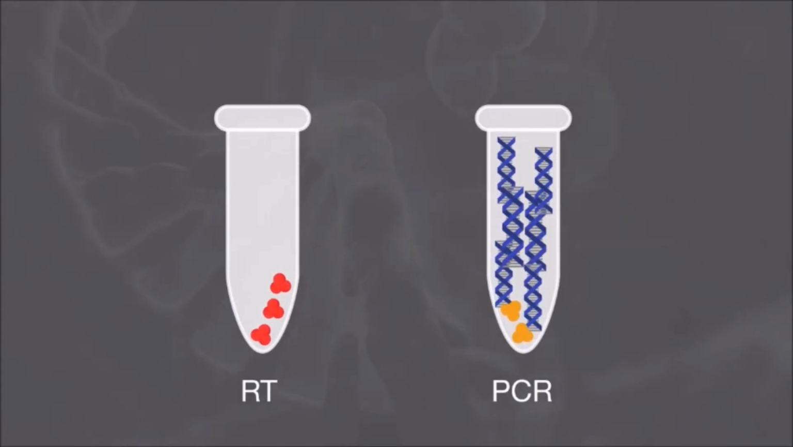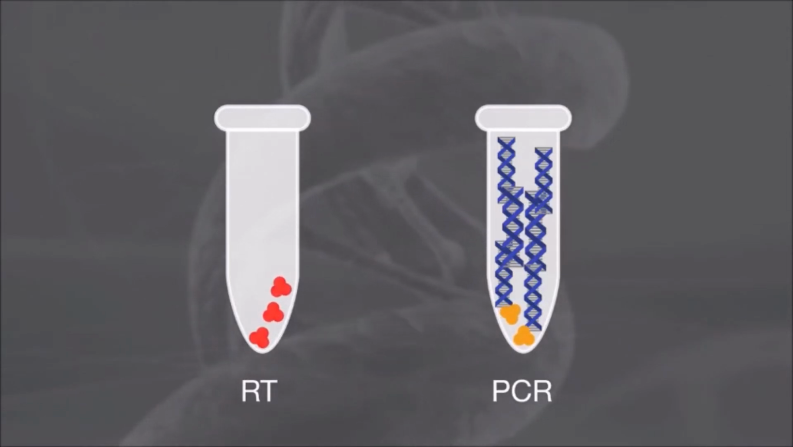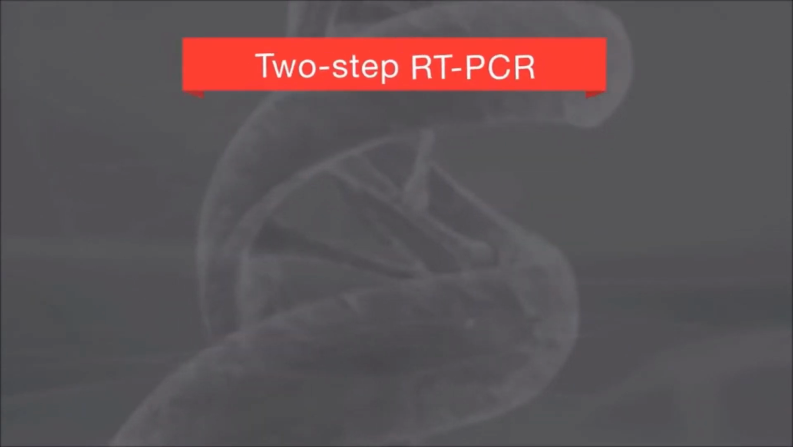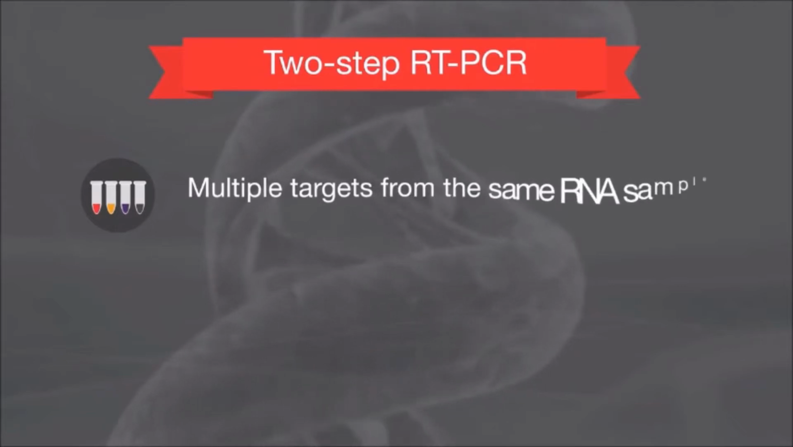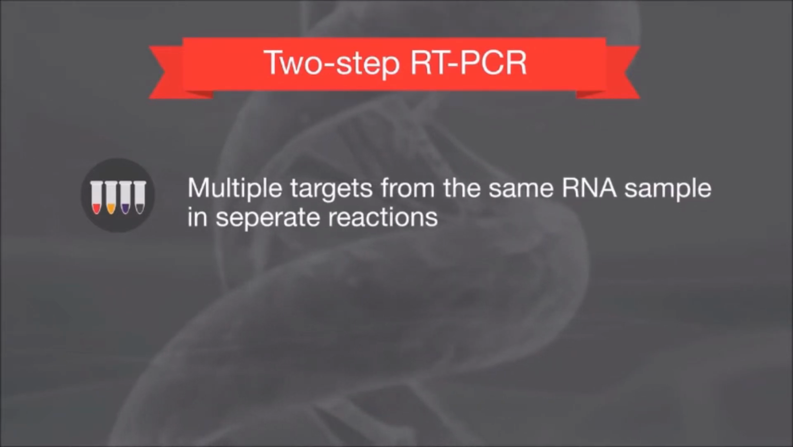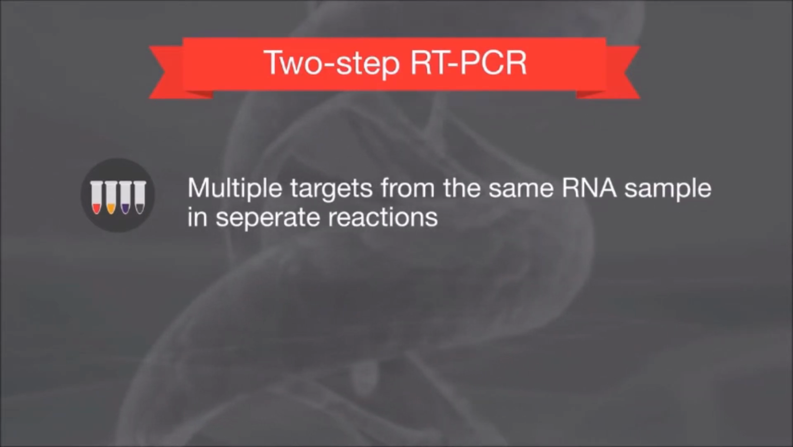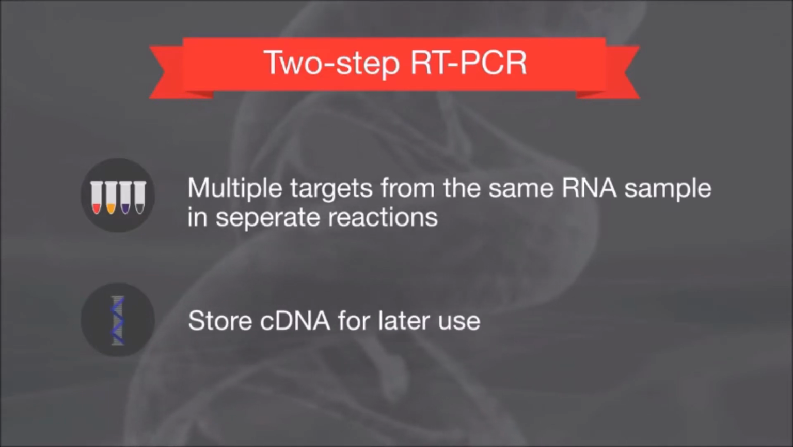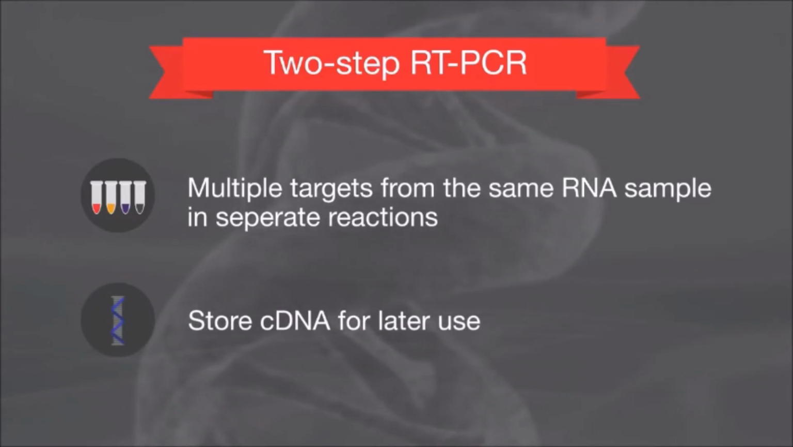So, in two-step RT-PCR, reverse transcription and PCR occur in separate reaction tubes. This approach is used when there's a need to analyze multiple targets from the same RNA sample in separate reactions or to store synthesized cDNA for later use.